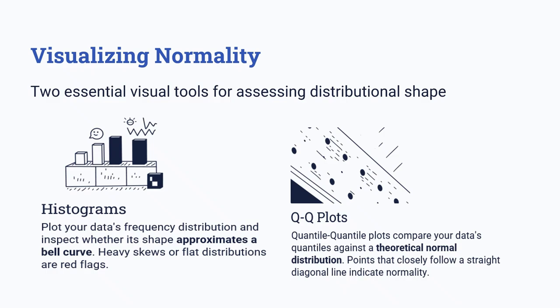The second tool is the QQ plot, or quantile plot. This compares your data's quantiles against those of a theoretical normal distribution. If the points closely follow the diagonal line, your data is likely normal. But if the points deviate sharply, that suggests violations of the assumption. Together, histograms and QQ plots provide a powerful way to visually assess distributional shape before you rely on statistical tests. Think of them as your first checkpoint in validating normality.